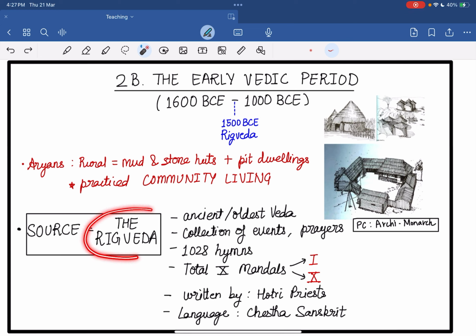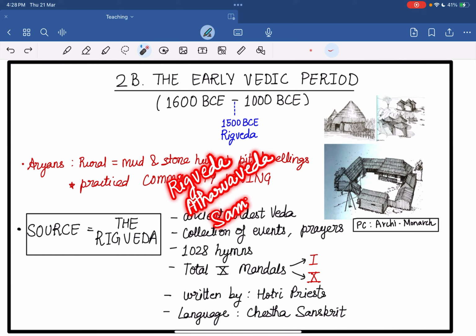The source that we use to recreate the history of the early Vedic period particularly is the Rig Veda. Now, what exactly is the Rig Veda? Out of the 4 Vedas, which we'll learn in later lectures, let me just give you a brief overview. The 4 Vedas happen to be Rig Veda, Atharveda, in no particular order, Samved, and the Yajurved. Out of these 4 Vedas, the Rig Veda happens to be the ancient and oldest Veda.